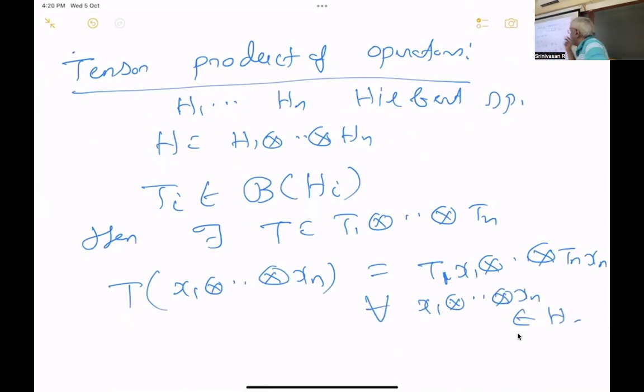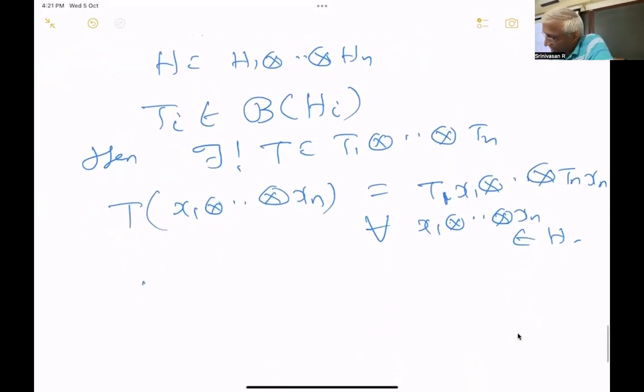So you can define it like this. You have a linear operator on each Hi. Then you can define it on elementary tensors like this. Then there exists a unique T. You extend it linearly to the linear span. You have to show it's bounded there. Once it is bounded, you can extend to the whole space. So the only part we have to prove is that it extends to the linear span and is bounded there. Further, norm T is equal to the product.